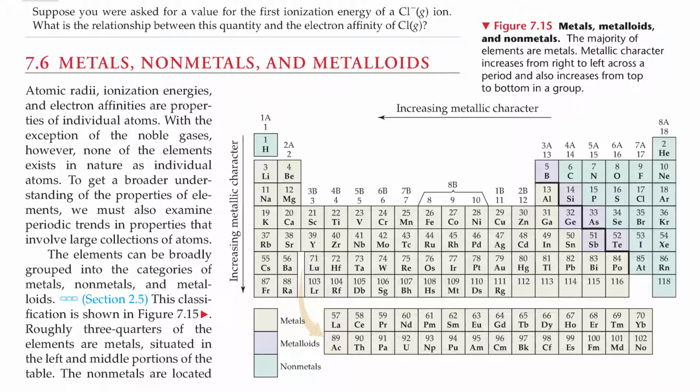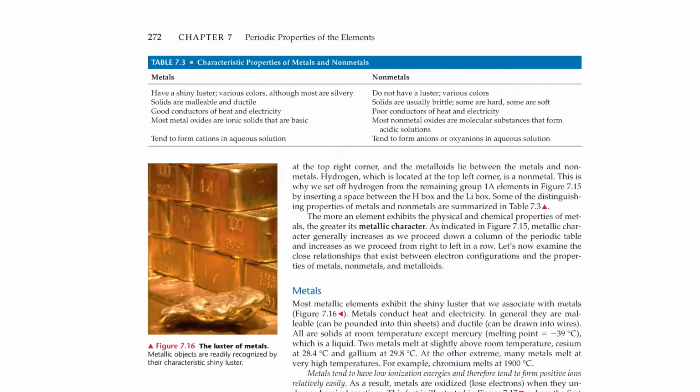Roughly 3/4 of the elements are metals, situated in the left and middle portions of the table. The nonmetals are at the right corner, and the metalloids are between the metals and the nonmetals. Hydrogen, which is located at the top left corner, is a nonmetal. This is why we set off hydrogen from the remaining group 1A elements in Figure 7.15 by inserting a space between the hydrogen box and the lithium box.